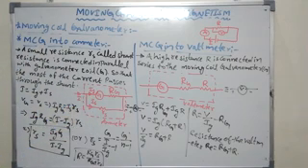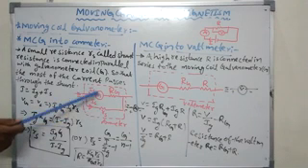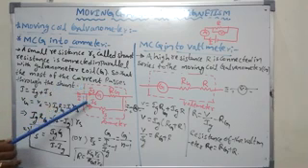How can we decrease the resistance? If 1 ohm and 2 ohm resistors are connected in series, what is the equivalent resistance? 3 ohm. If the same resistors are connected in parallel, what is the effective resistance? 1 into 2 by 1 plus 2, that is 2 by 3, about 0.67, which is less than the smaller resistance. So if resistors are connected in parallel, the resistance decreases. If the resistors are in series, the resistance is more.